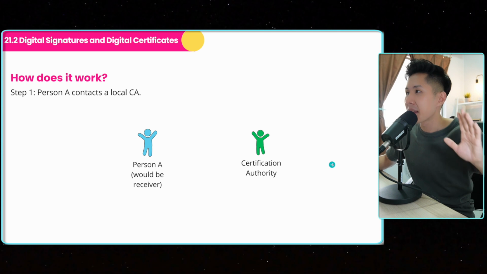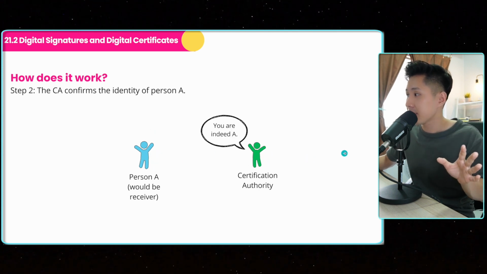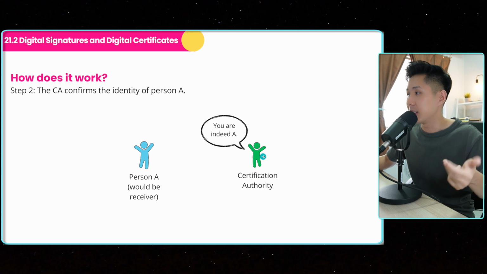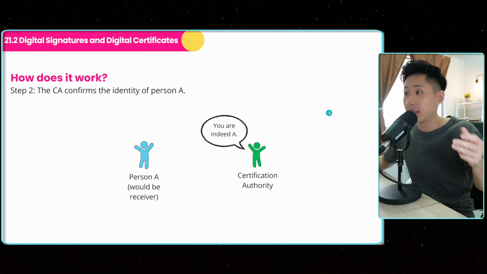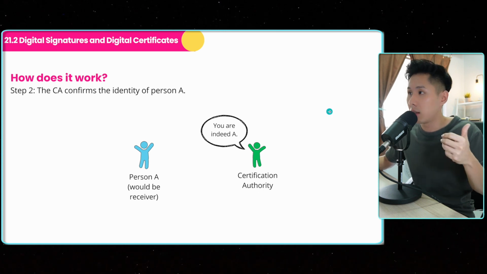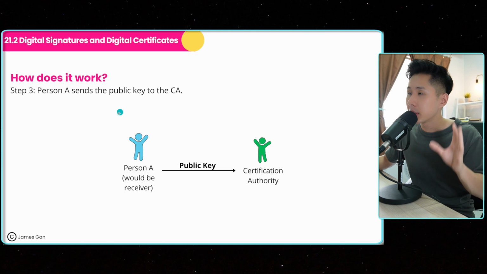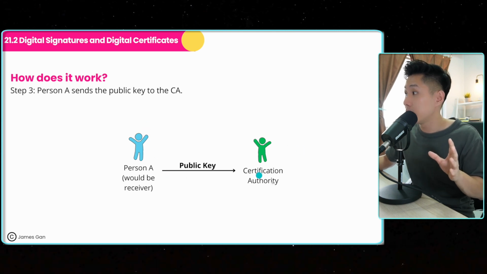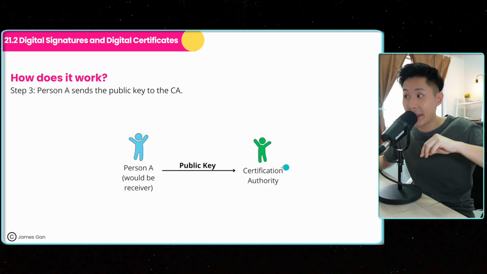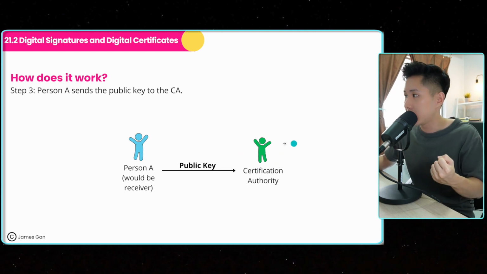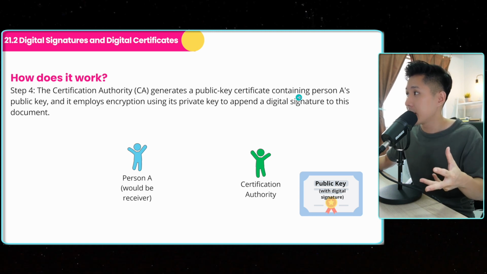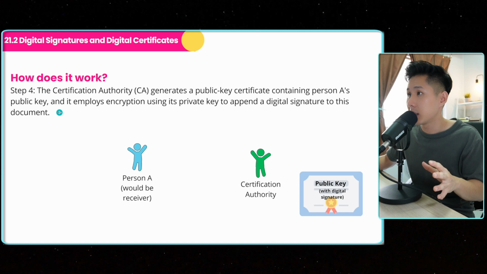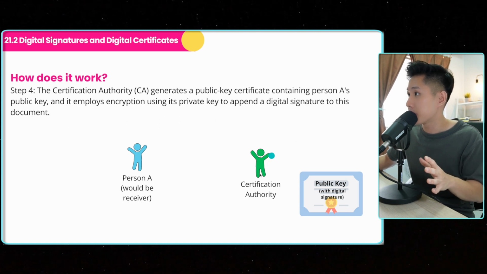So how does it work? Person A contacts a CA, and the CA confirms the identity of person A. Maybe they'll get some identification number or government document. And person A will then send the public key to the certification authority. Look, he's no longer sending it to the receiver. We send it to the third party. And the CA generates a public key certificate containing person A's public key. And it employs encryption using its private key to append a digital signature to this certificate.